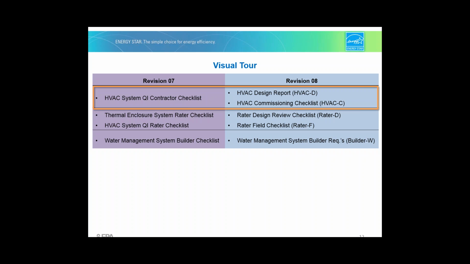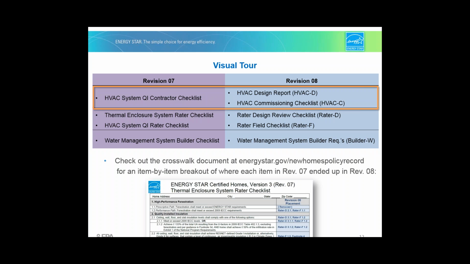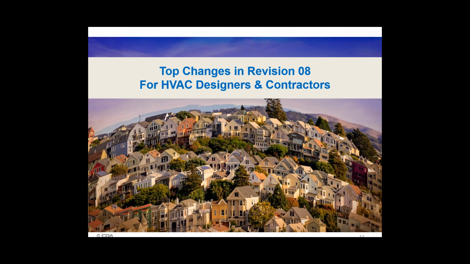For a more detailed visual tour of the changes we made, you can check out our new crosswalk resource. A portion of it is shown here, and what we've done is taken the Rev 7 checklists and added this blue box to the right to show where each item was relocated in Revision 8, or if it was removed altogether.